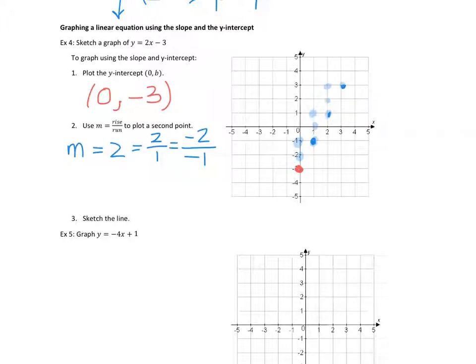So our rise now is -2, so we can go down 2. I'll do it in highlighter. Our rise is -2, so that means go down 2. Our run is -1, so we can run backwards to the left. And that would give us another point. And we can continue in that way. We can go down 2 and over 1. And so we get the other half of our line. And then finally, step 3 is we would sketch our line by just connecting the dots. And we have arrows on our line because it goes on forever.